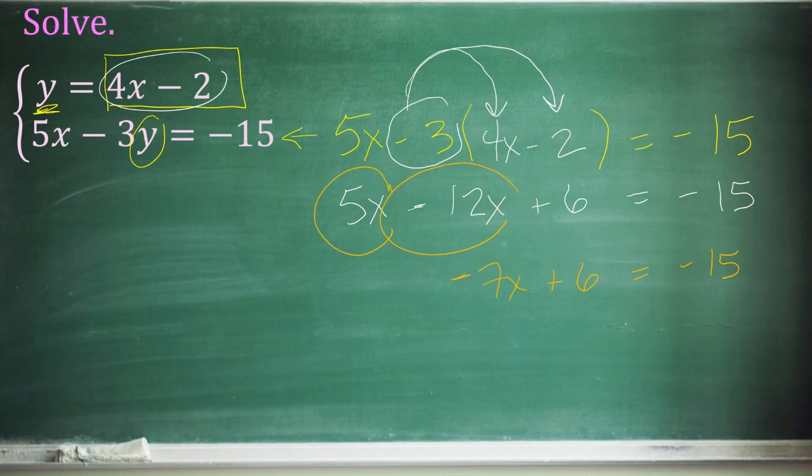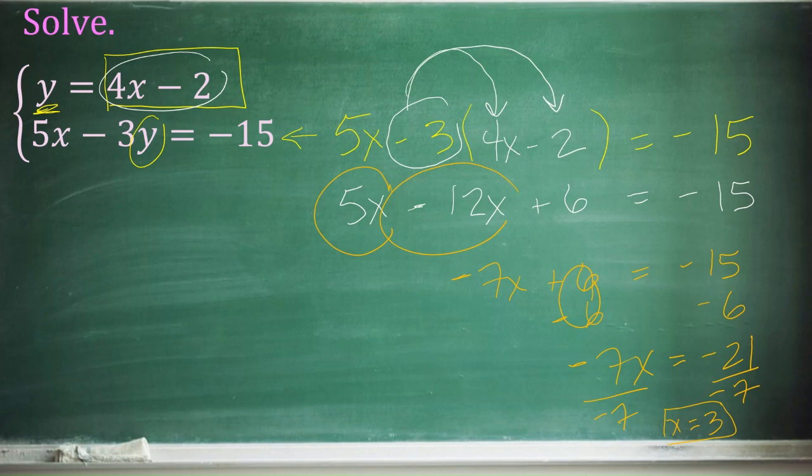My goal is to get x by itself, so I'm going to start using PEMDAS backwards to solve this. I'm going to subtract 6 from both sides. 6 minus 6 is 0, so that is gone. I'm left with negative 7x on this side and negative 21 on this side. I'm going to divide by negative 7 on both sides, so x equals positive 3.